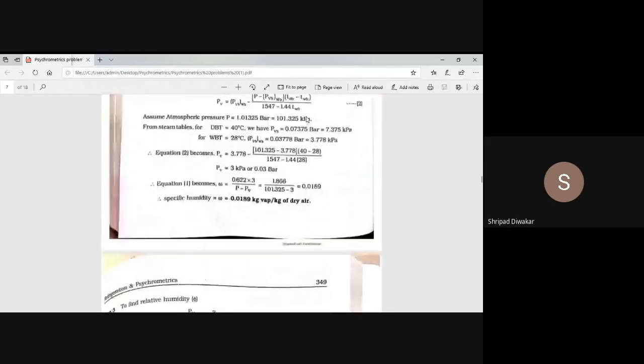Okay, I'll take one more example. Sometimes they will ask vapor density. One more extra thing is there in this problem, so I'll solve this problem. You see this problem.